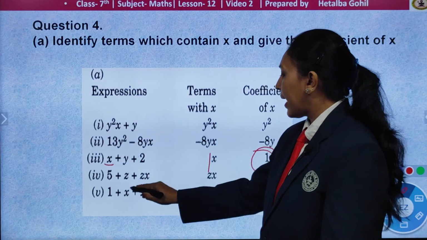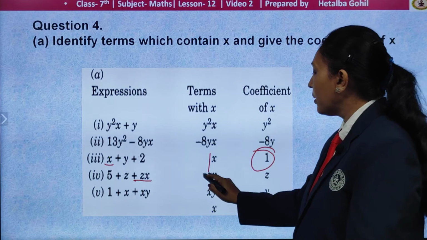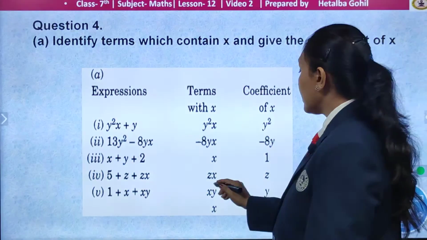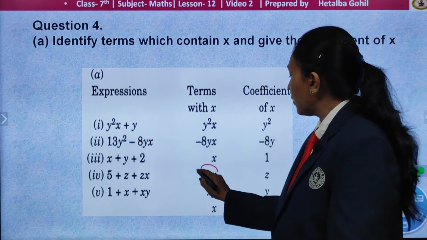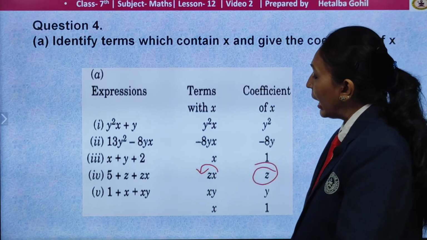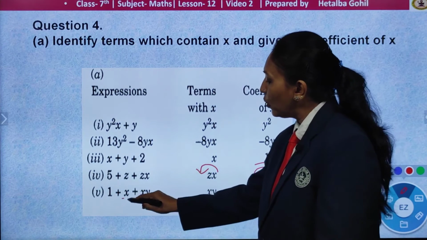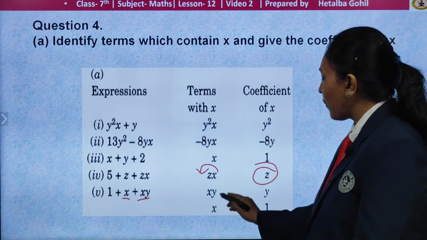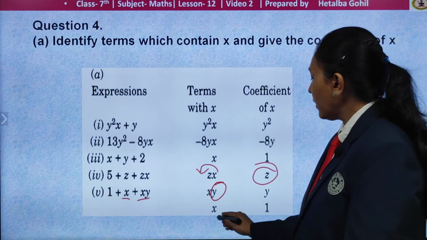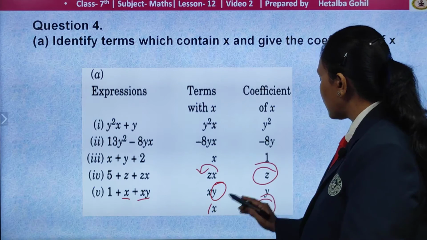Next, 5 plus z plus zx. So the term with x is only zx. Here z is there, so the coefficient of x is nothing but z. You can see z over here. Then the fifth one, 1 plus x plus xy. Here there are two terms that contain x, that is xy and x. So the coefficient of xy is y over here, and the coefficient of x, as there is no other factor, we take as 1. The factor is 1.